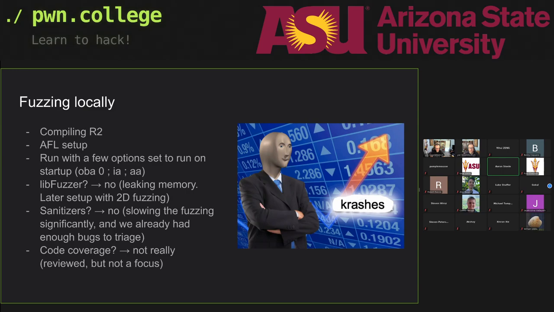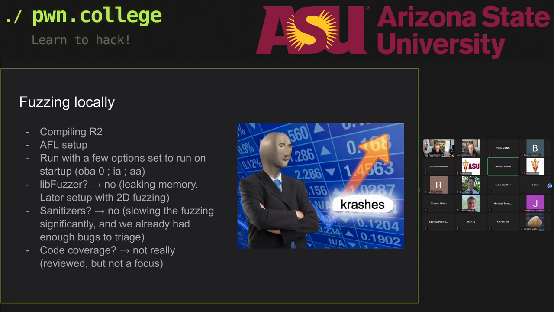Because this works so well, there are a lot of things we tried and didn't do, or a lot of things we just didn't consider. For example, libFuzzer. One would think, well, Radare is built in C, we have the source code, why don't we use libFuzzer? Well, we tried. We set up a harness initially and got it almost working, but it leaked a lot of memory, either due to our harness setup or maybe a memory leak in Radare, and it wasn't really working.